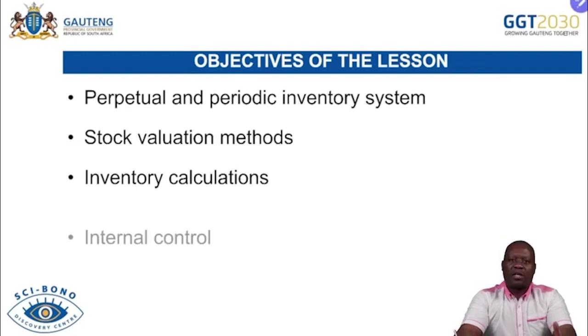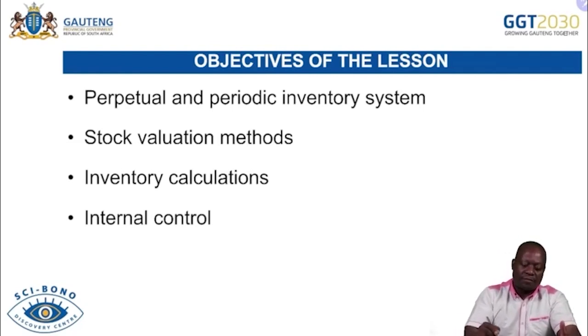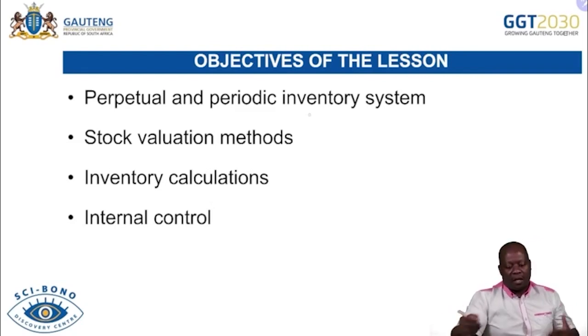And then, as always, we are going to look into internal control systems that affect our inventory, internal controls relating to inventories. Please take note of this. When we look into inventory systems, they are different from inventory valuation methods. So we have inventory systems and we have stock valuation methods, or inventory valuation methods. And on inventory systems, we have our perpetual as well as our periodic.